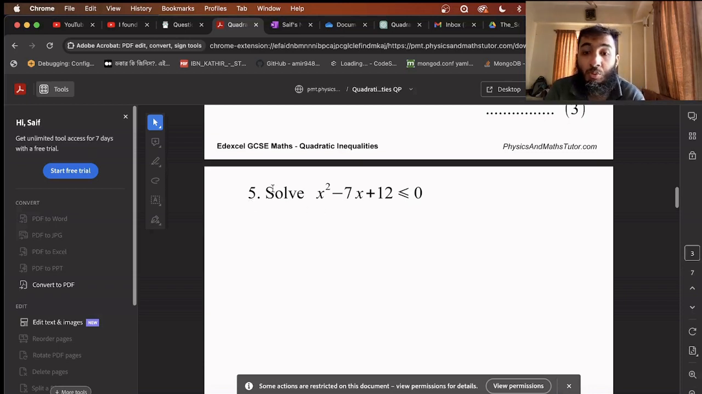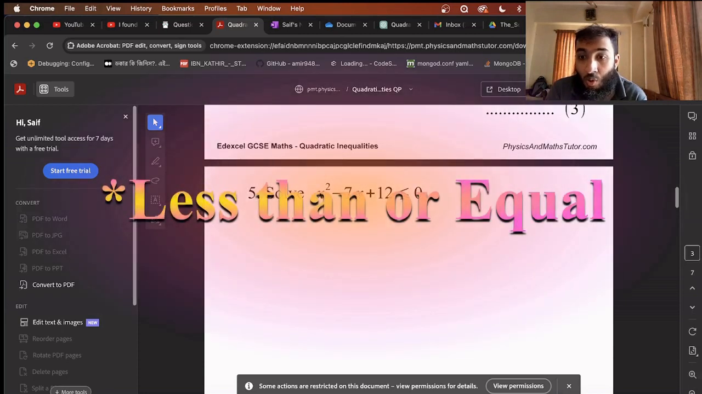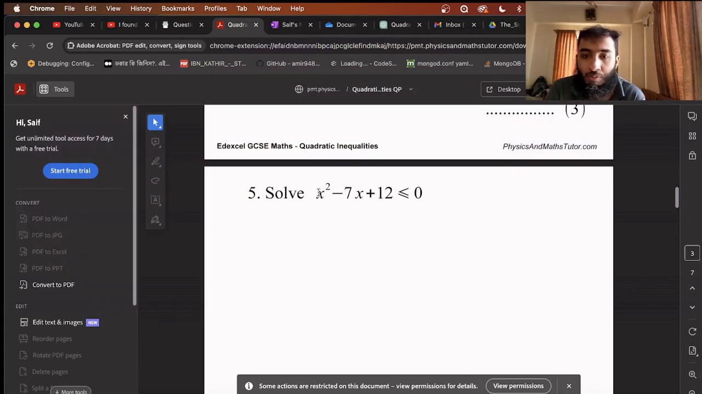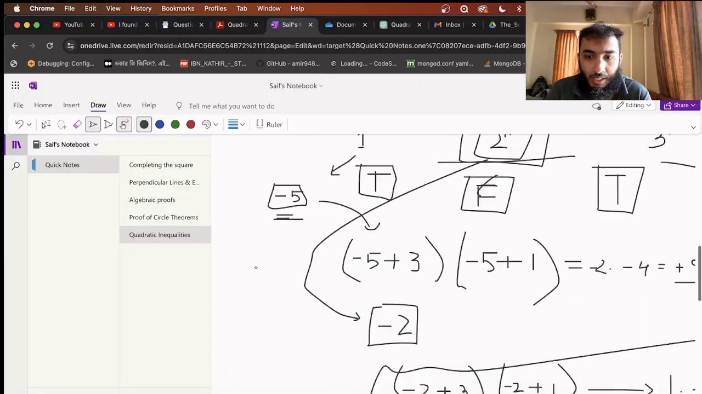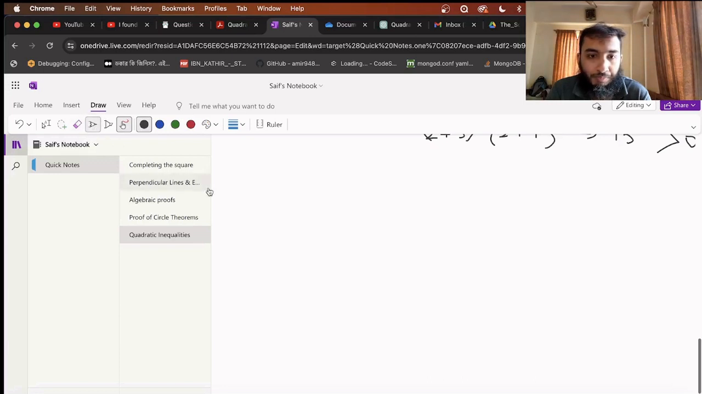So number 5, we will do number 5, which is a slightly different type, which has a less than or equal to 0. So you have to solve this inequality, which is x square minus 7x plus 12 less than or equal to 0. If I go to my notepad and use my pen tool, it says x square minus 7x plus 12 is less than or equal to 0.